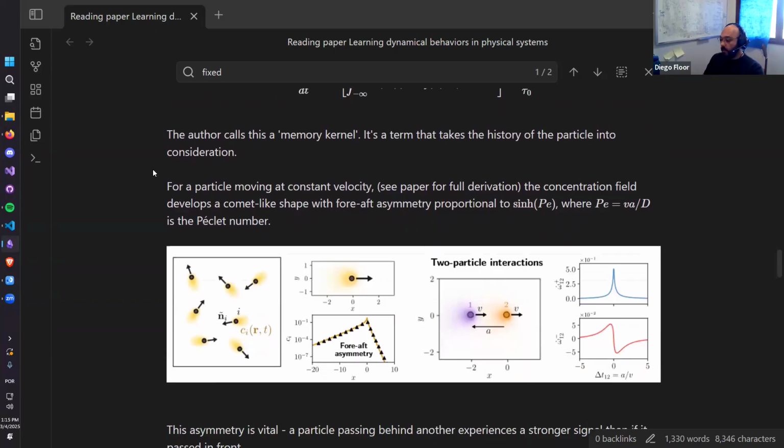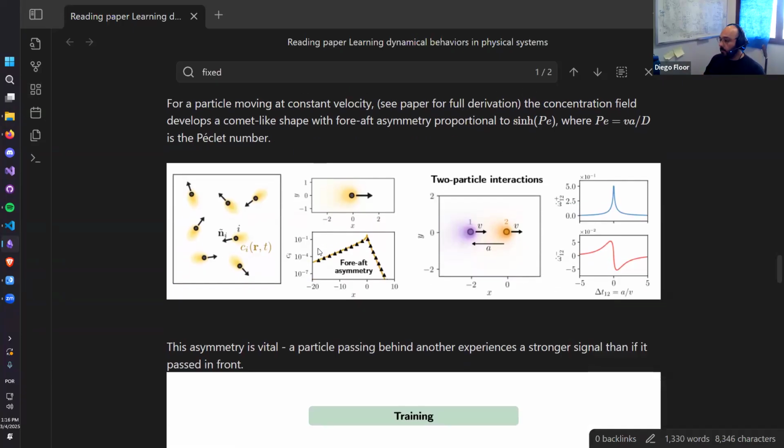So they showed the derivation for the particle moving at constant velocity just to get a better picture of what's happening. And at constant velocity, we see the concentration gets this comet tail. And this asymmetry is important because it basically tells one particle if the other particle is at the front of it, if it just passed, or if it's passing through. It gives a lot of information just with this simple asymmetry. So with that.